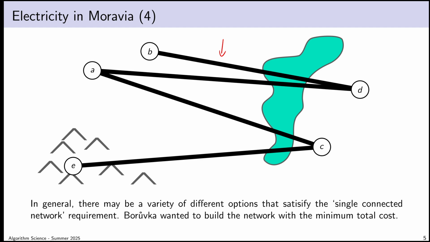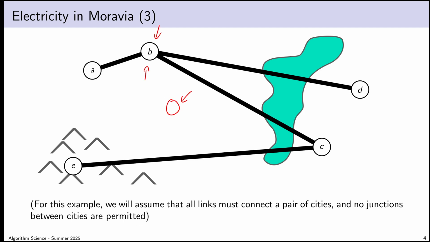That is, I actually make a profit from constructing something. So Borůvka wanted to build the network with the minimum total cost. That is, if I add up the costs of building every link, I want that number to be as small as possible. And one observation we can make about this is we can model these cities as vertices all we want, but there is some real-world implication behind building a particular link.